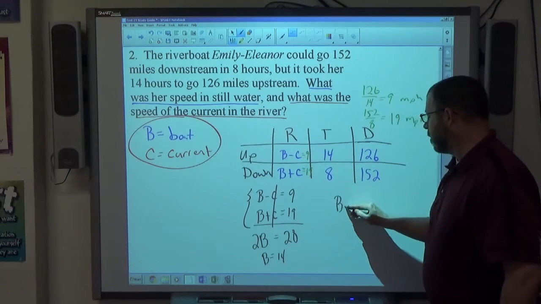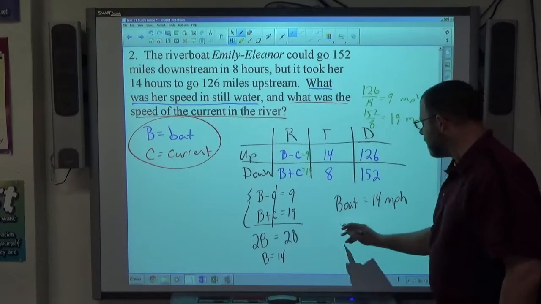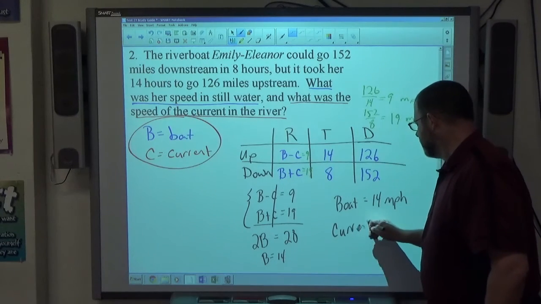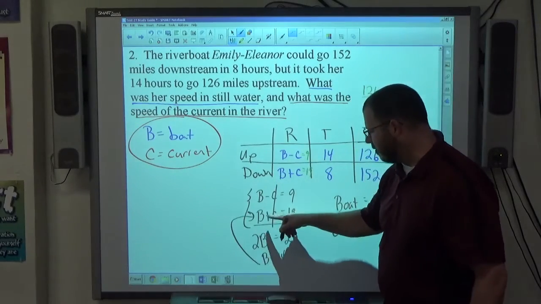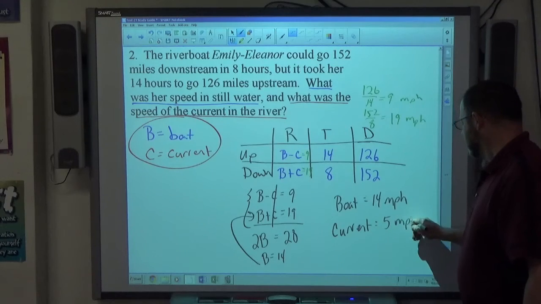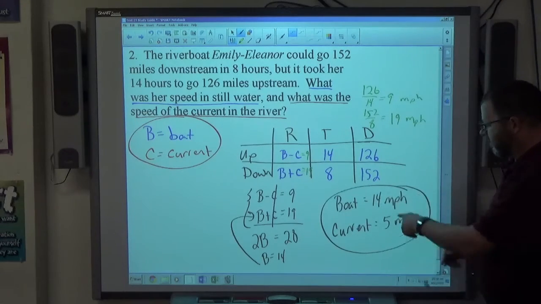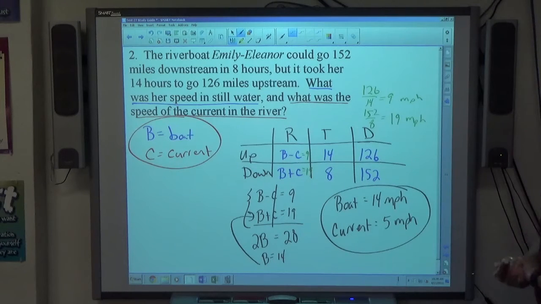So B, boat, is 14 miles per hour. And C for current, now that we know B is equal to 14, I just have to ask myself 14 plus what equals 19? That'd be 5. We test it out: 14 minus 5 makes 9, 14 plus 5 makes 19. We already knew those rates were the right rates, so that's the correct answers to the problem.